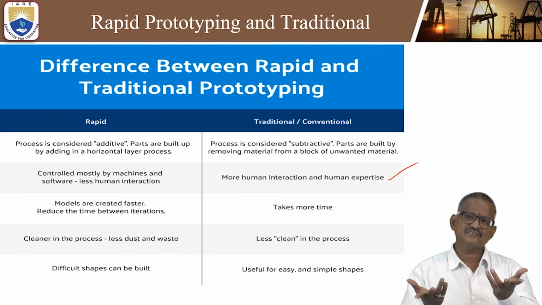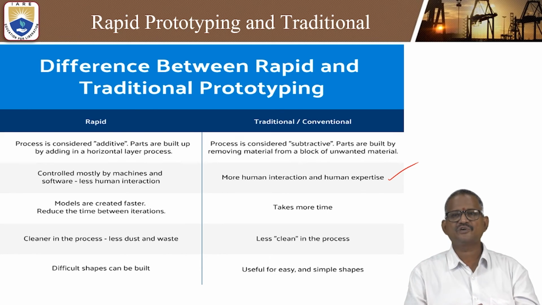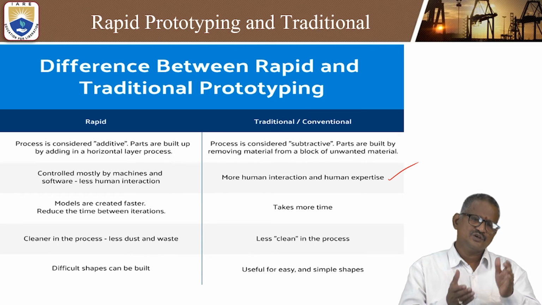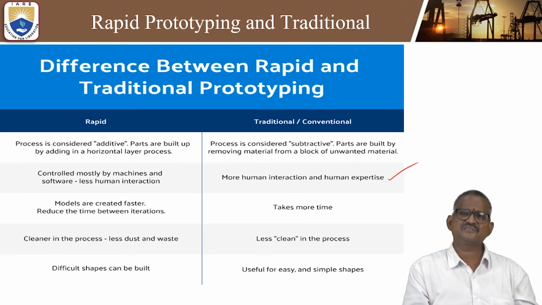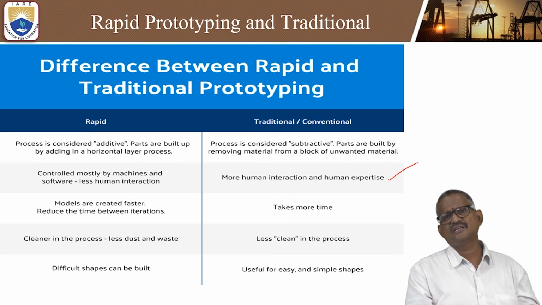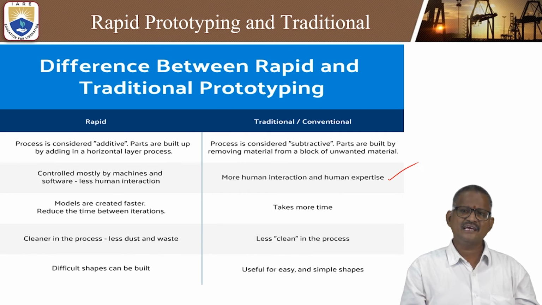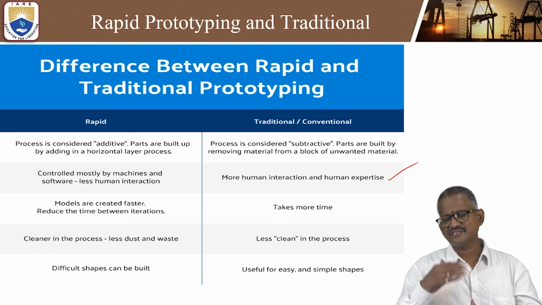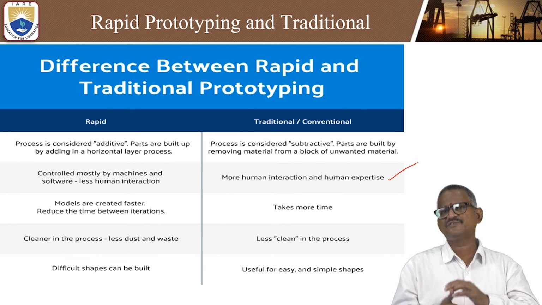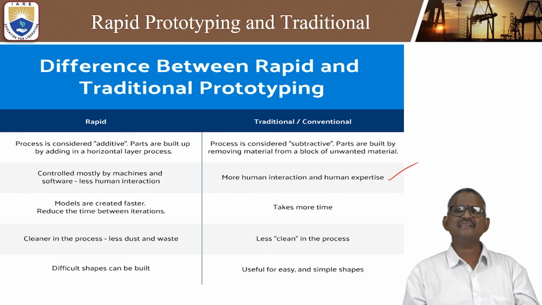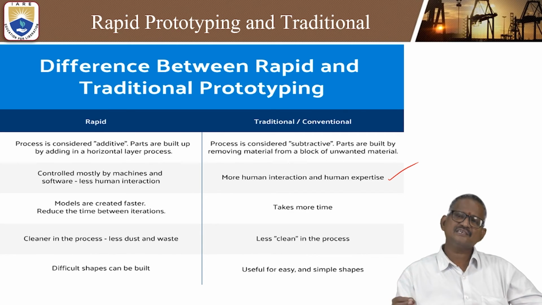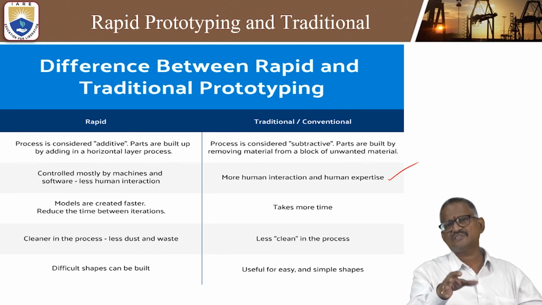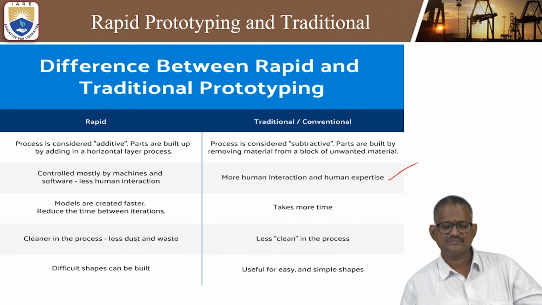So if you don't have skill, it is difficult to produce the component. It takes more time. Traditional means we should do the design, raw material selection, machine selection, and a skilled person, so the time taken is a little bit high in the traditional process, and it is less clean. Traditional means it is a continuous process, shift by shift it is going on. So proper cleaning and more manpower are required in this process, and it is useful for easy and simple shapes. Even in a traditional process, for a simple shape, with one or two changes, we can easily produce it by traditional prototyping.